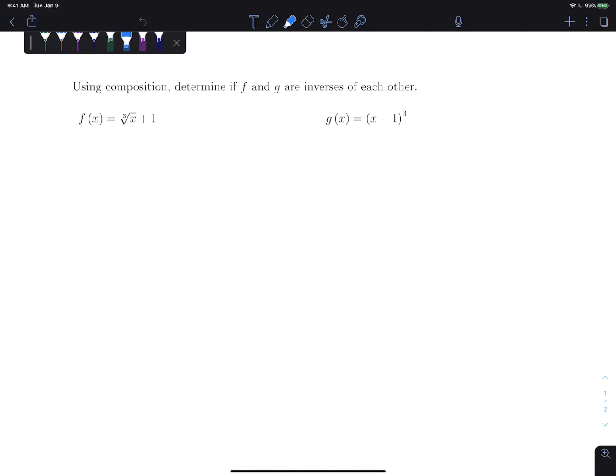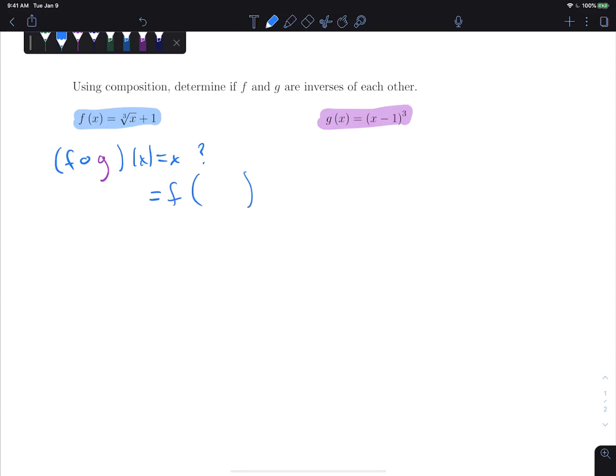So here I'm going to let f of x be blue, and I'm going to let g of x be purple. What I want to know is, is f composed of g of x equal to x? That's what I want to know. Now remember, f composed of g of x is simply f of whatever g of x is. So let's figure out what that is.